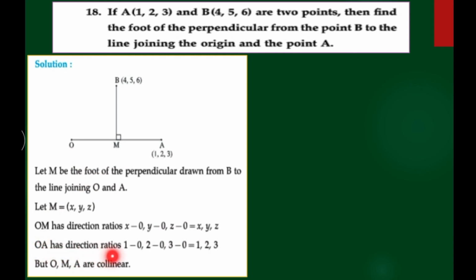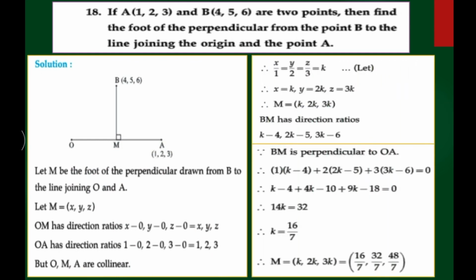OA has direction ratios. We calculate the direction ratios of OA. So we get here 1 minus 0, 2 minus 0, 3 minus 0, that is 1, 2, 3. But O, M, A are collinear. Now these 3 points are collinear, so we write the ratios in proportion. So we write x by 1 equals y by 2 equals z by 3 equals k. Therefore x equals k, y equals 2k, z equals 3k. Therefore we write the coordinates of M in terms of k as (k, 2k, 3k).